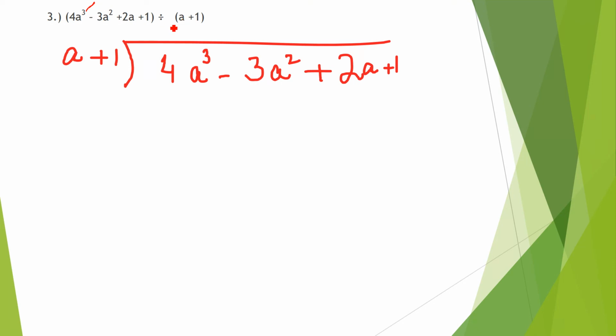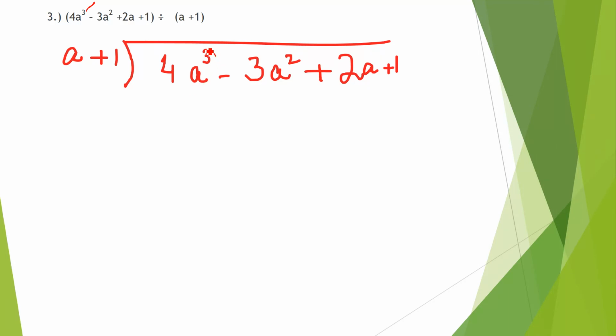Again I am explaining that you have to arrange the polynomial. Suppose minus 3a square is here, 4a cube here, 2a, you have to arrange according to the degrees. The highest degree you have to write down first, then in decreasing order. You cannot solve the problem if your polynomial is not in a sequence. Okay, so we will start.